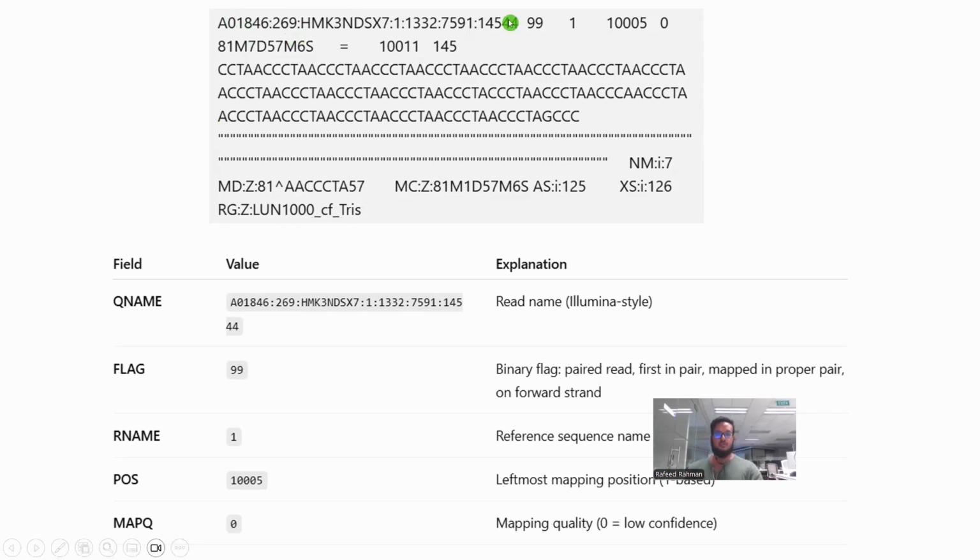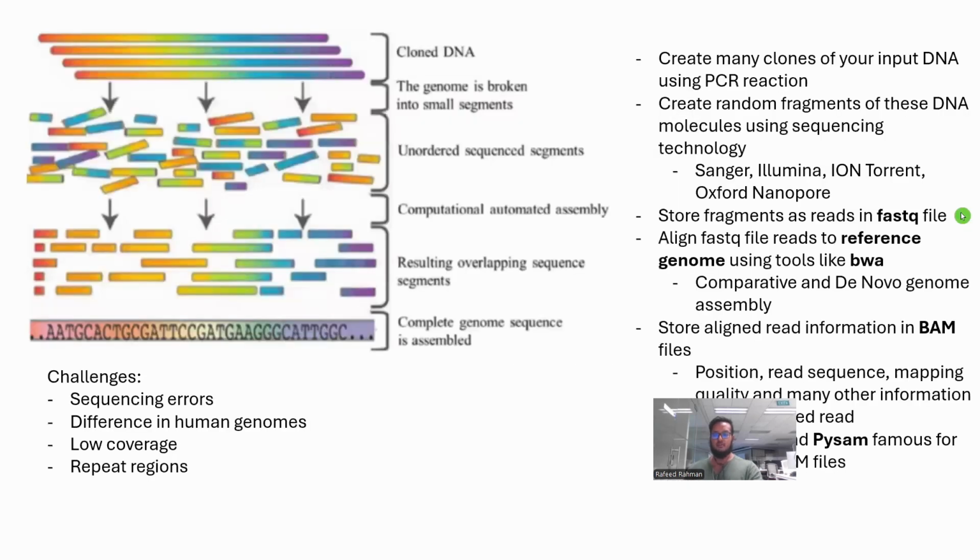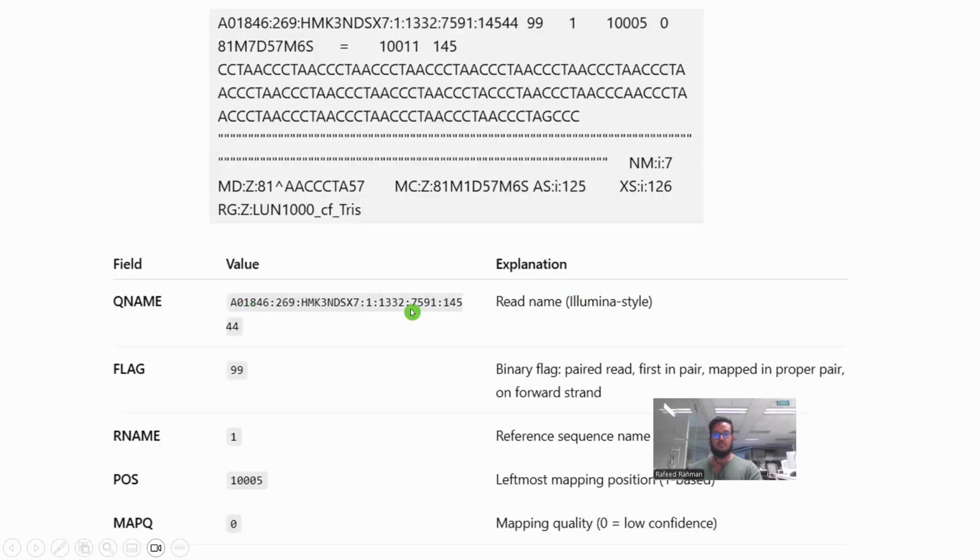So the first thing right here is the queue name. That means the read name. Every read has such a name. And from this name, you can also infer the sequencing technology that has been used. Previously I talked about Sanger, Illumina, these things. With this name, you can infer that this is actually Illumina style sequencing.